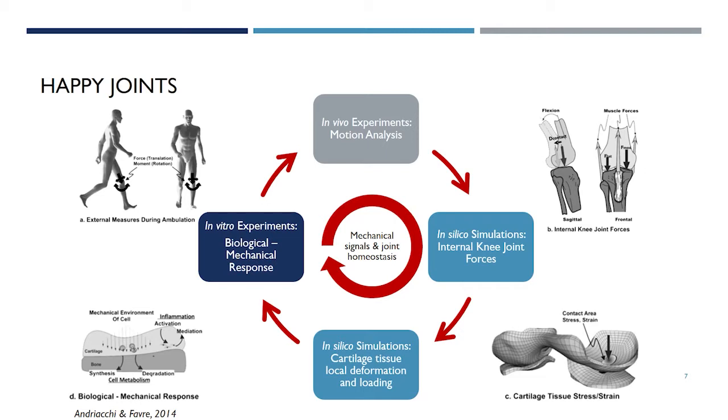Only if this circle is completed, we can achieve our ultimate aim, to predict the effect of traumatic events or therapeutic interventions that alter joint movement on disease onset and progression, or alternatively evaluate the success of a cell-seeded scaffold to arrest local cartilage degeneration and initiate repair.